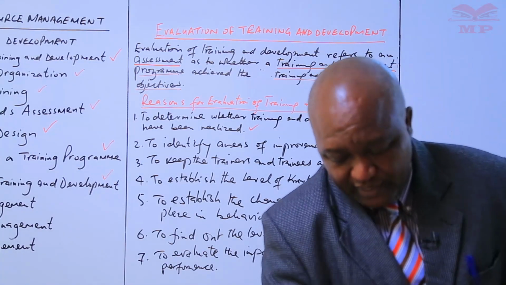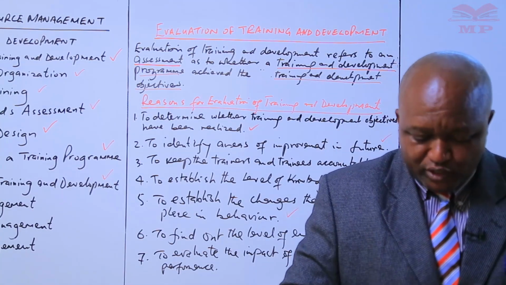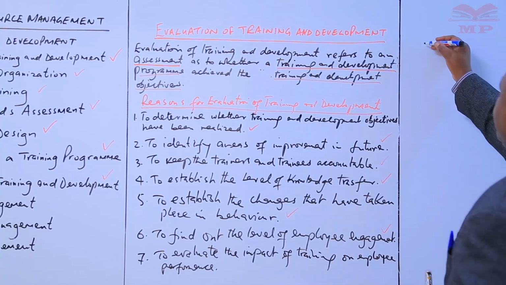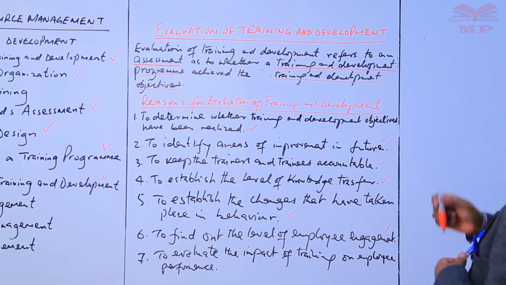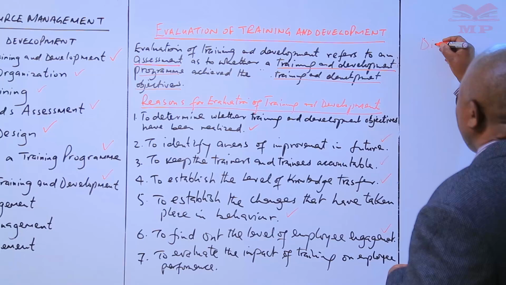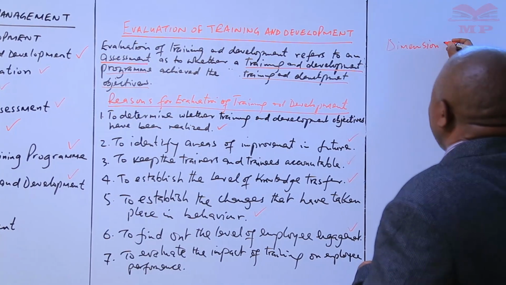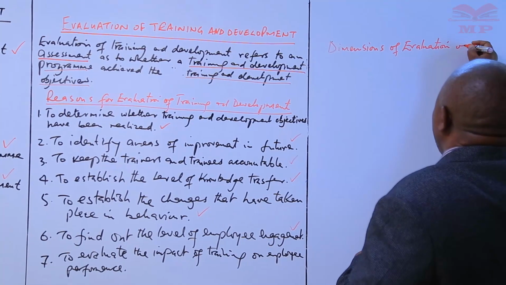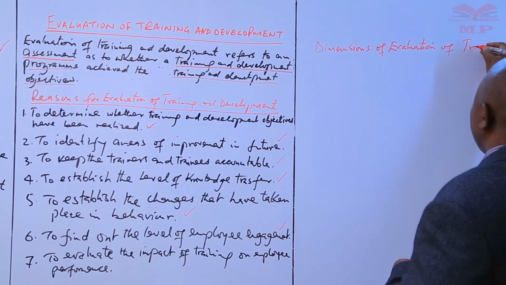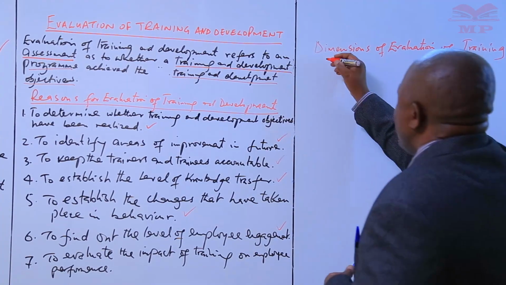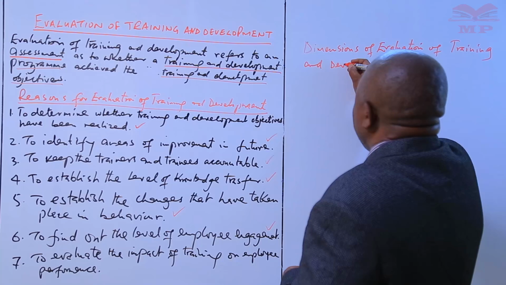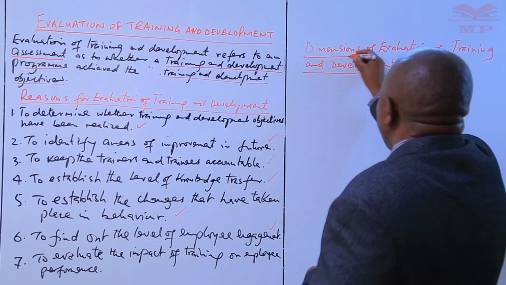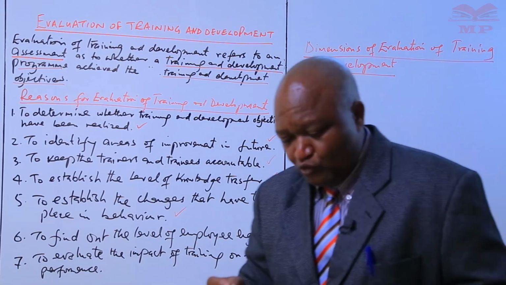Then learner, there are also what you call dimensions of evaluation of training and development. So what are some of these dimensions?